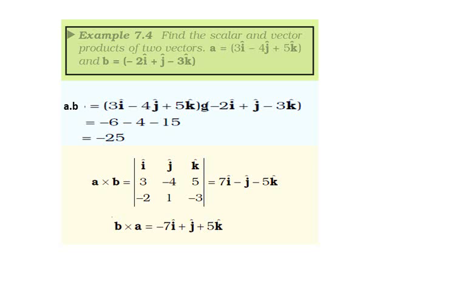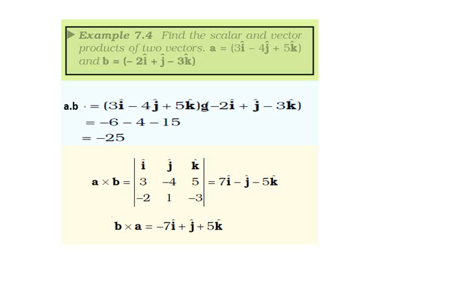And for A cross B, write down i j k, then the values of the rectangular components of vector A, that are 3, minus 4 and 5. For B, it is minus 2, 1 and minus 3. Now i cap into, just hide the column of i vector, then minus 4 into minus 3, that will be 12, minus 1 into 5, that will be 5. So 12 minus 5 will be 7i. And similarly, you can find out the rest of the terms and you will get 7i minus j cap minus 5k cap.